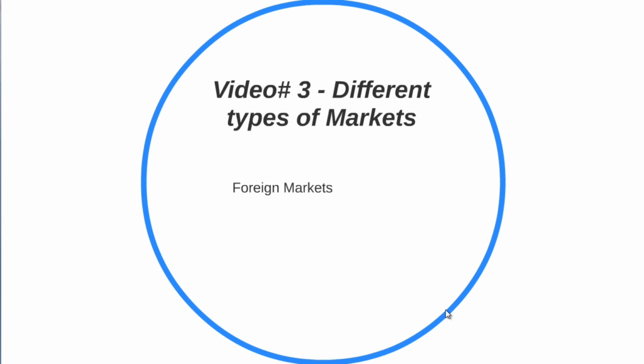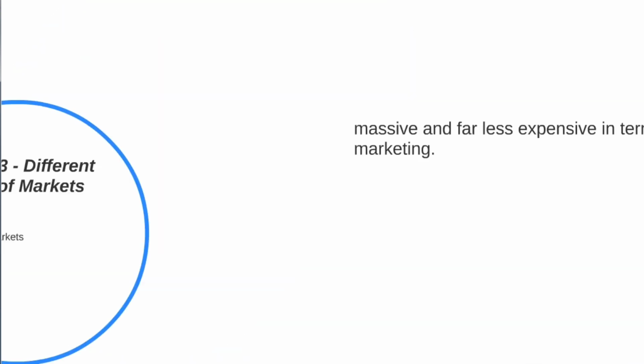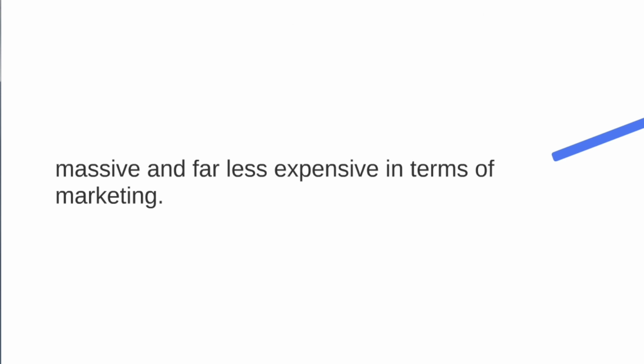So let's talk about different types of markets so that you're aware of what's out there and how you can expand into these markets. So the first thing is foreign markets. The last thing that possibly passed your mind is foreign markets, but most businesses tend to forget about foreign markets. And I'm not just talking about language here. I'm talking about countries. Whether it be a different country or a different language, they tend to be massive markets and far less expensive in terms of marketing.